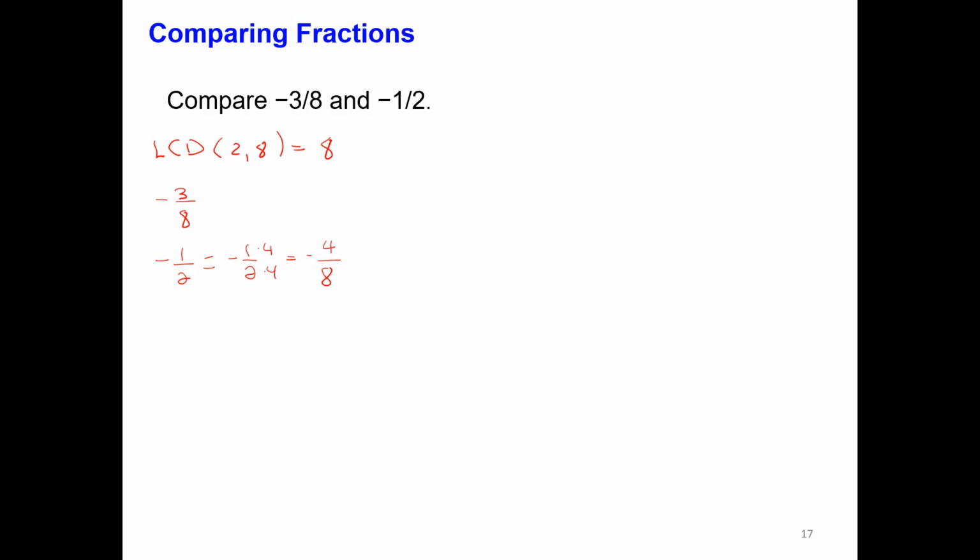Now, because 8 is the denominator, we want to divide, and they are negative. Then we want to divide the unit in 8 parts. And this is 1, 2, 3, 4, 5, 6, 7, 8. Here will be negative 1. That's negative 1. We want to divide this unit between 0 and negative 1 in 8 parts.